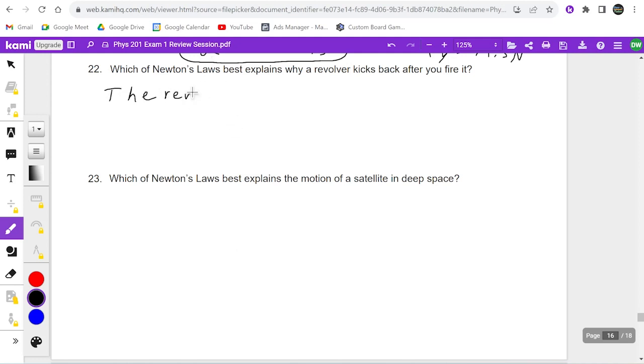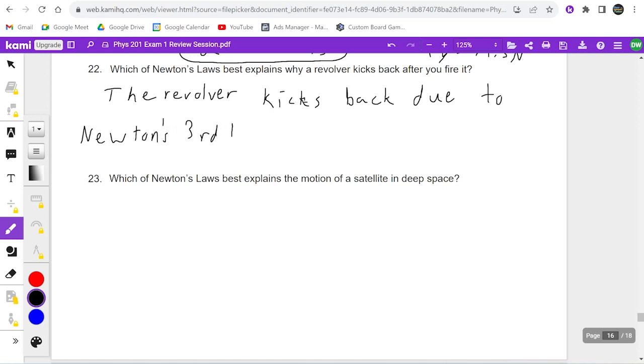The revolver kicks back due to Newton's third law. Because, now I'm just going to talk for a second before I write anything down. It's Newton's third law because Newton's third law says every force has an equal and opposite reaction force. So when the bullet gets fired forward, the revolver gets fired back.